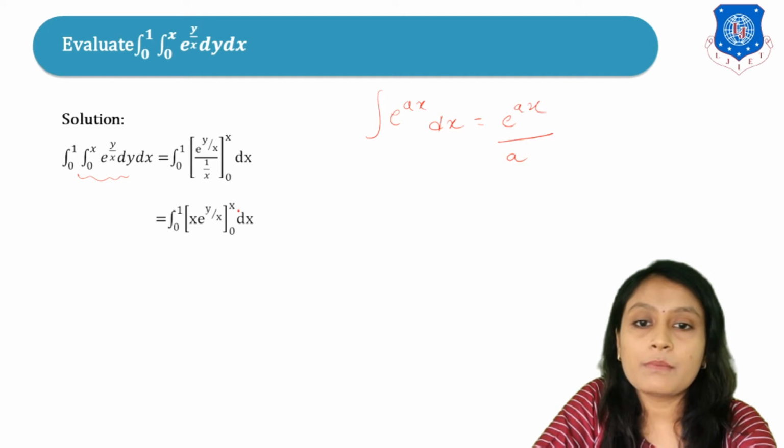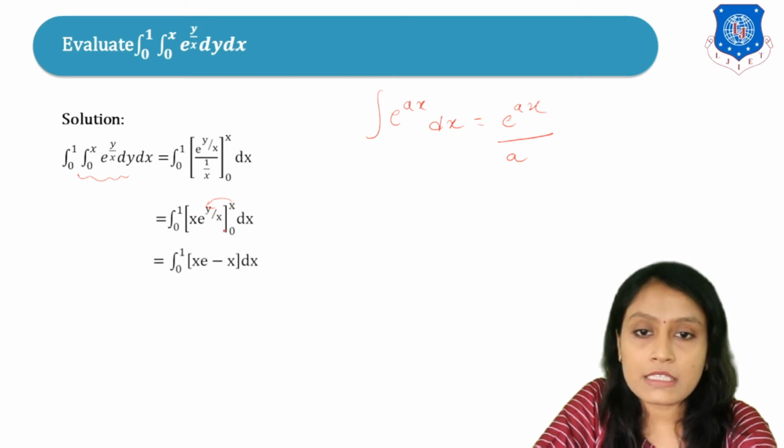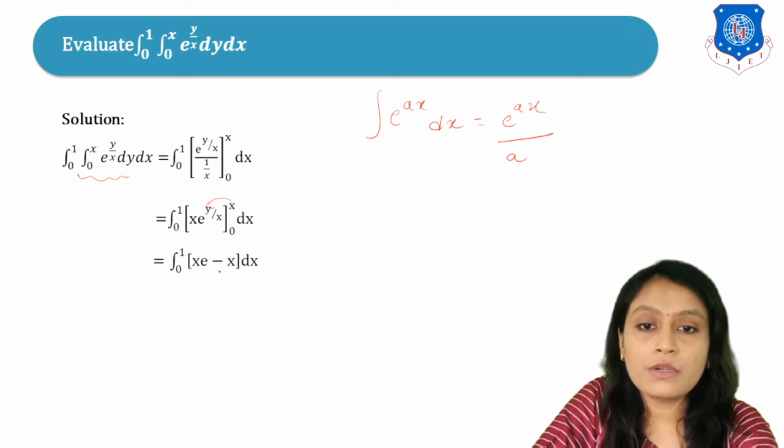Now we will apply the limit. In place of y we will substitute x. So with this x as it is, here e raised to x upon x will become only e, so here we have e minus, now substitute the lower limit. In place of y now we will substitute 0. So e raised to 0 is 1, so only x. Now we will integrate this with respect to x.